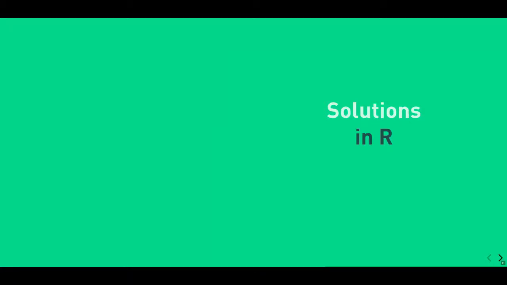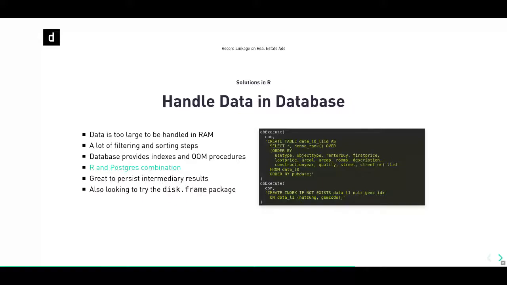So how exactly did we use R here, or what didn't we do in R? Of course, this is not something very new, but a large amount of data is sometimes better handled in databases, because if you take all the 60 million ads, obviously this cannot be put into the RAM. You need a lot of filtering and sorting steps, at which databases are just a little bit better. And of course, we also plan to look into the disk.frame package in the near future.